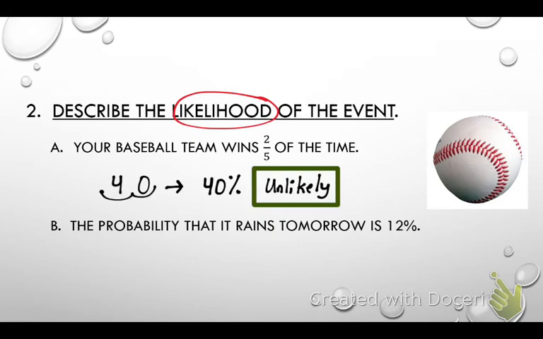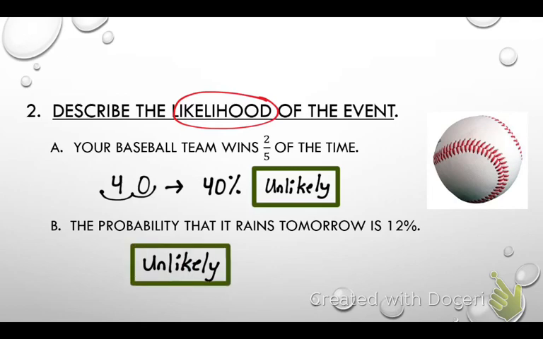Next up, the probability that it rains tomorrow is 12%. What's the likelihood, class? Unlikely. Now, some people might have written very unlikely because 12% is a lot smaller than our 40% up there. But I just need to see the word unlikely. Honestly, it's unlikely it's going to happen.